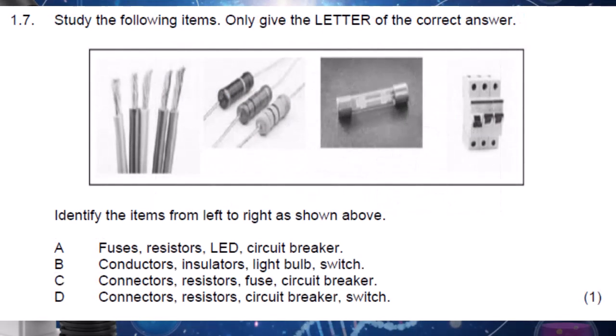It's vital. Okay. Q1.7 gives a sequence of components: connectors, resistors, fuse, circuit breaker. Is that the right order or classification? Well, option C lists those. Connectors join things, resistors impede current flow, and fuses and circuit breakers are both safety devices that interrupt the circuit if the current gets too high.